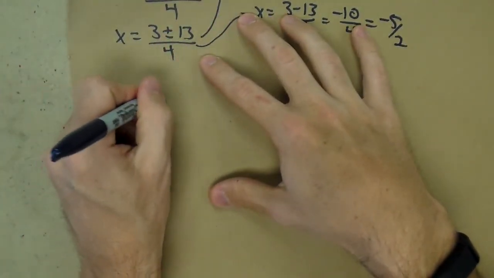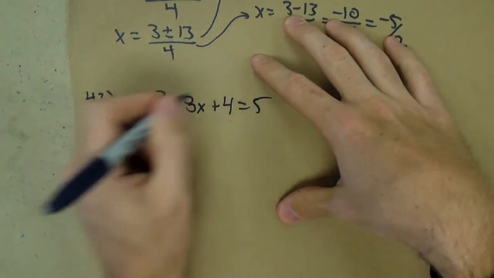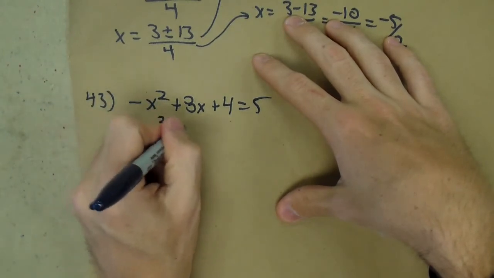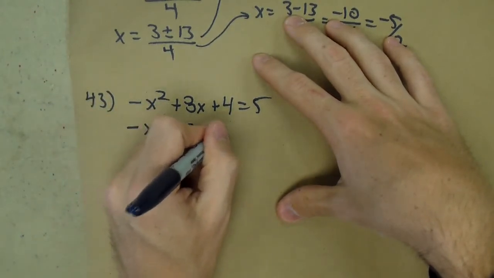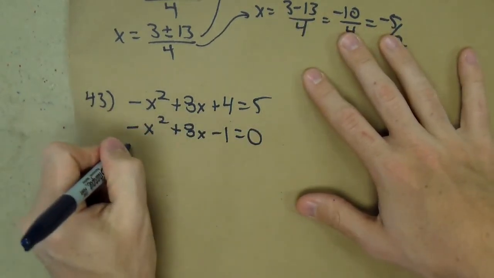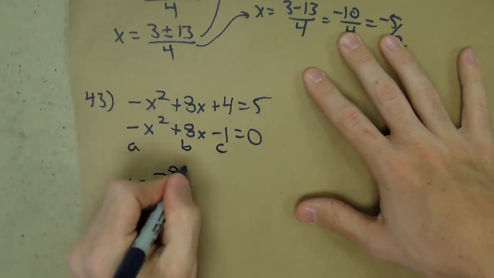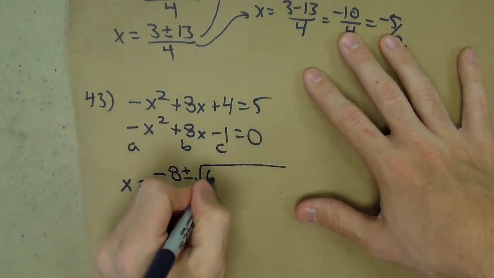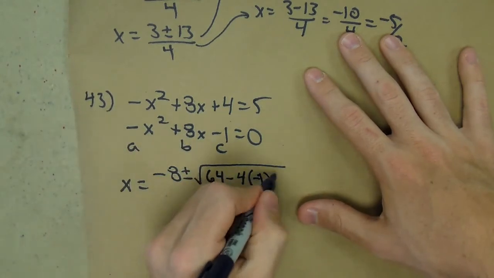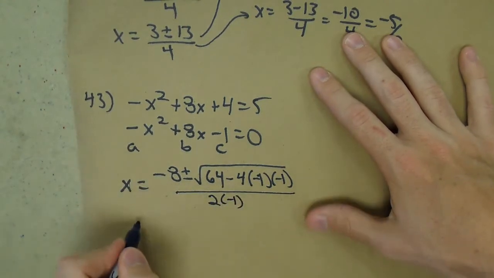On 43, we have negative x squared plus 8x plus 4 equals 5. Bring it over, we have negative x squared plus 8x minus 1. A, b, and c are given. So we're going to go negative 8 plus or minus the square root of 64, that's 8 squared, minus 4 times negative 1 times negative 1, over 2 times negative 1.